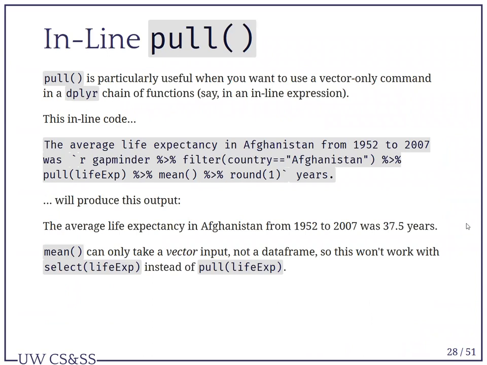Here's an example. So pull is particularly useful when you want to use a vector-only command in a dplyr chain. So this is some inline code. The average life expectancy in Afghanistan from 1952 to 2007 was backtick R, gapminder data, and then filter country equals Afghanistan, and then pull the life expectancy column, and then take the mean, and then round it to 1 decimal place. Backtick years, and it will produce this sentence.